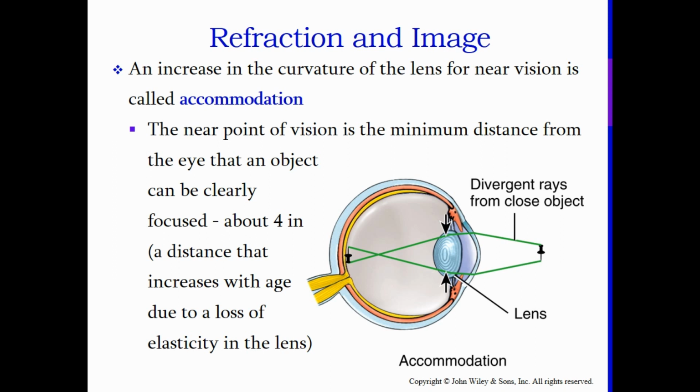The near point of vision is the minimum distance from the eye that an object can be seen clearly, and that is about 4 inches. And I can tell you right now, if I hold something at 4 inches to my face, I'm not going to be able to focus on it. It will be blurry. It says right there, a distance that increases with age due to loss of elasticity of the lens. And I can tell you firsthand, at 50 years old as I'm making this video today, this has changed for me to be about a stinking foot. So 12 inches, and anything inside of that, I need to go get my readers.